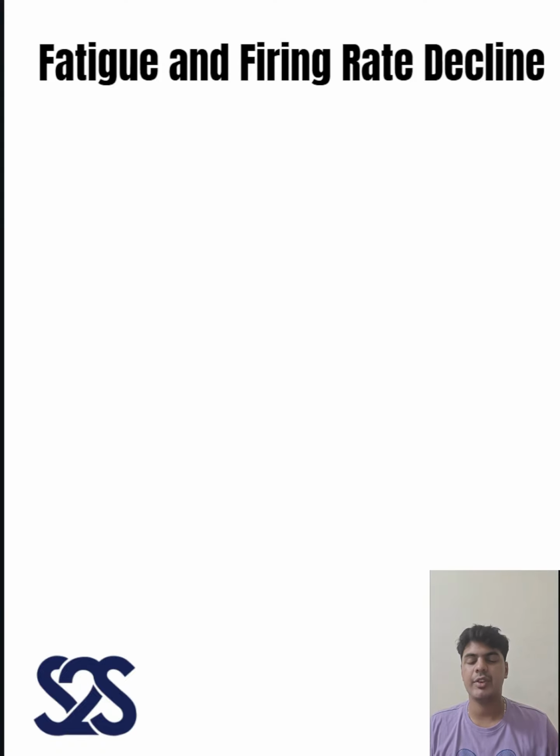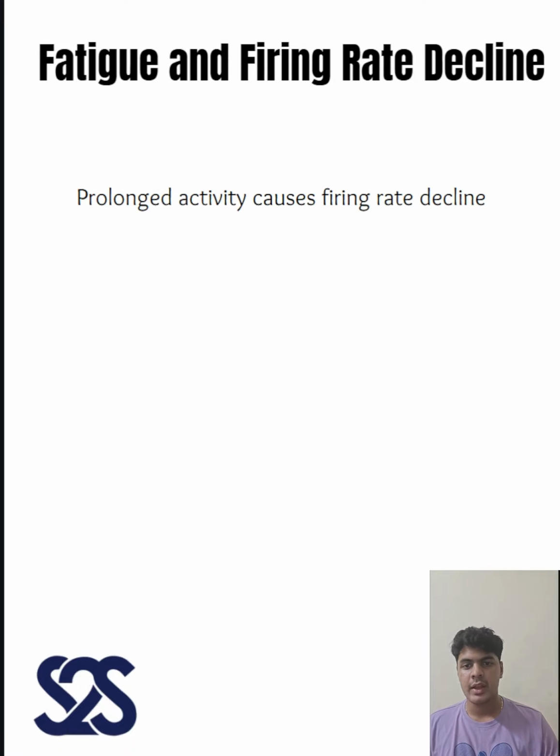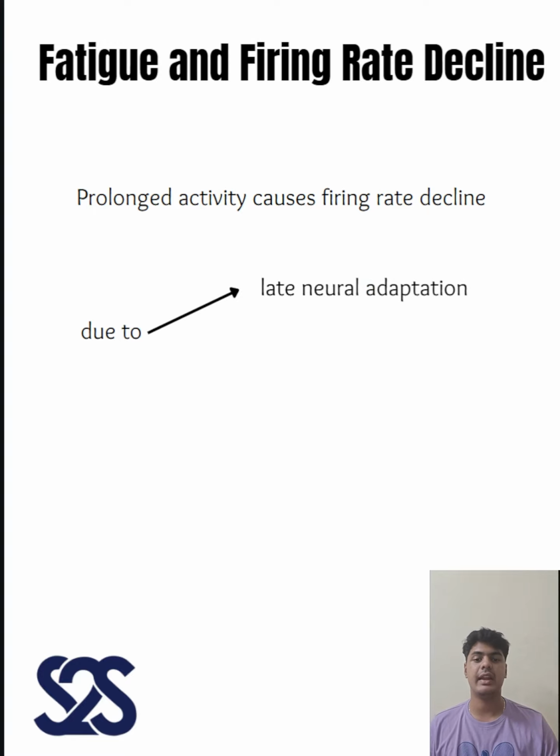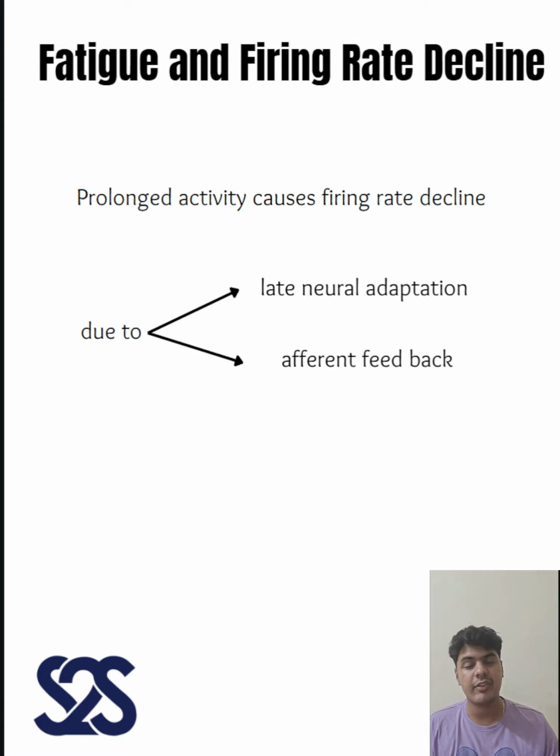So if the body is not able to keep up with the force, the force output reduces. That means that the firing rate or the rate coding also reduces. Again, this is majorly due to two things. First one is late neural adaptation, and the second one is afferent feedback.